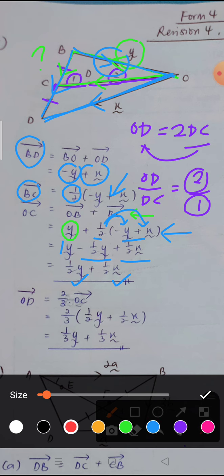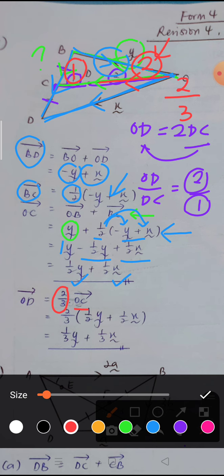Where is OD? OD is here. So we found that OD is collinear with OC. Collinear, do you still remember the meaning? Collinear means all the points on the same straight line. Okay, so we just found OC. So OD is 2 over 3 of OC based on the given information, because OD is double compared with DC. So altogether we have 3 parts and OD consists of 2 parts here.